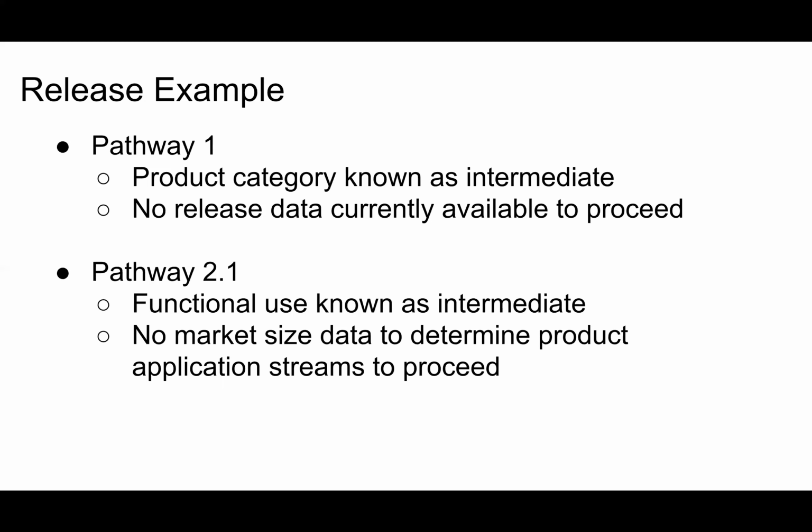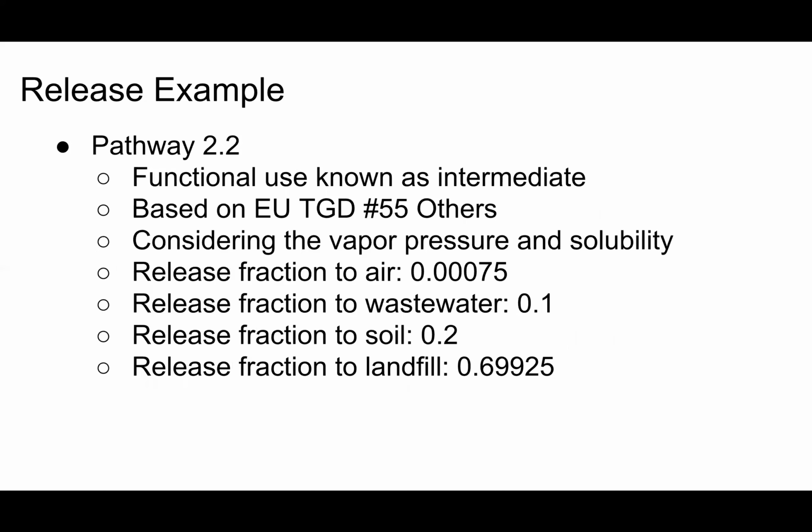So then we can go to pathway 2.1, which is where we know the functional use as an intermediate. But in this situation, no market size data is available to determine it as an intermediate. So this path cannot proceed either. And then we can refer to pathway 2.2. In this case, the functional use is known as the intermediate. We don't have the market size data, so we don't know the product categories, but we can use the intermediate as the functional use and connect that with EU-TGD number 55, describing others as the functional use.